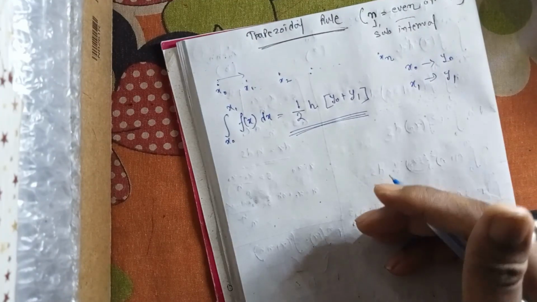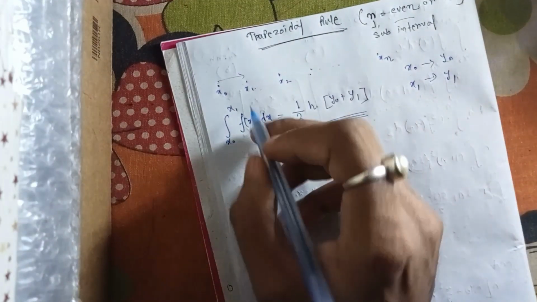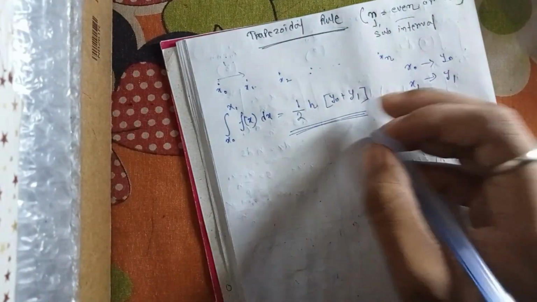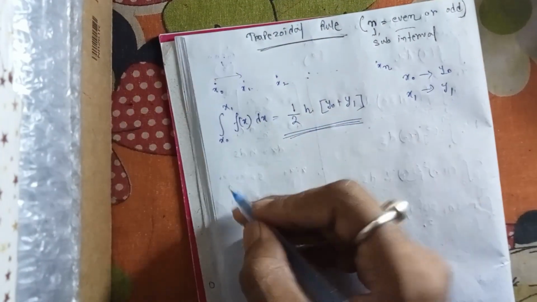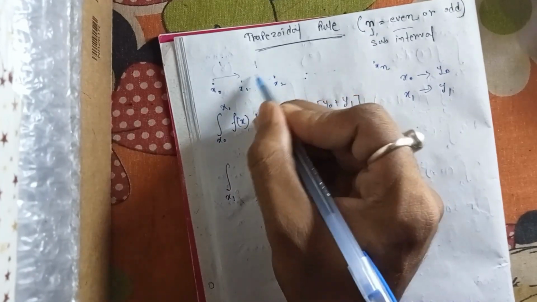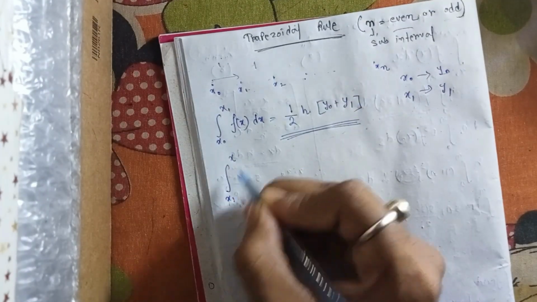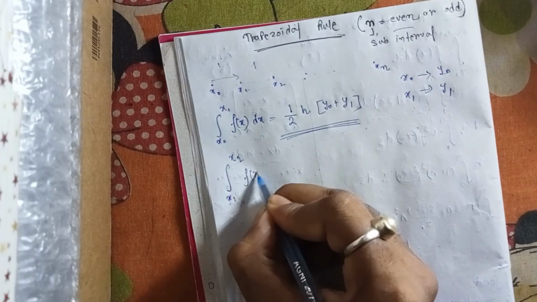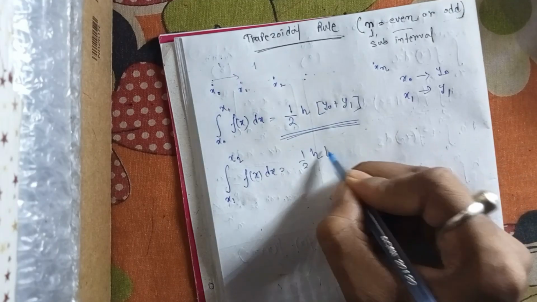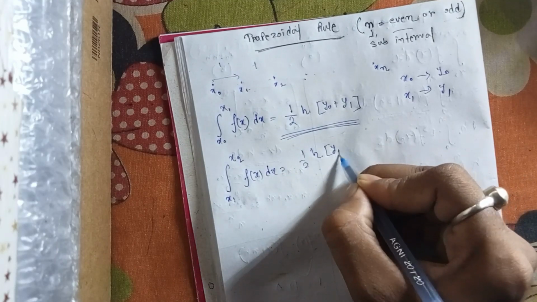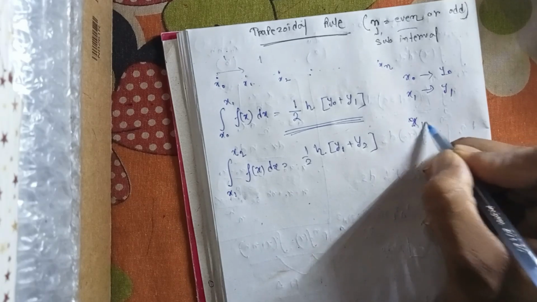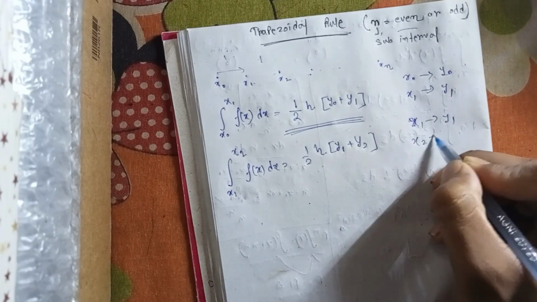So by this way, the sub-interval means what? Here sub-interval is 1, x0 to x1 means 1 interval. So after this, x1 to x2 means another 1 interval, x1 to x2, f of x dx. So by the same process, we have h by 2 into y1 plus y2, because for x1 we have y1 and for x2 we have y2.